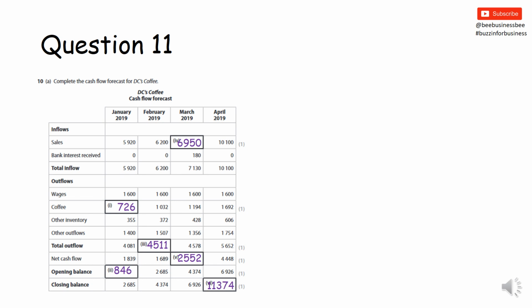Your net cash flow will be your total inflows minus your total outflows. So 7,130 minus 4,578, which should give you 2,552. And your closing balance will be calculated at the bottom by doing your opening balance plus your net monthly cash flow. So 6,926 plus 4,448.